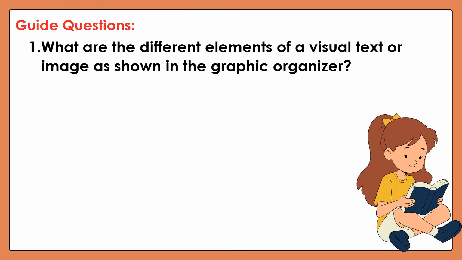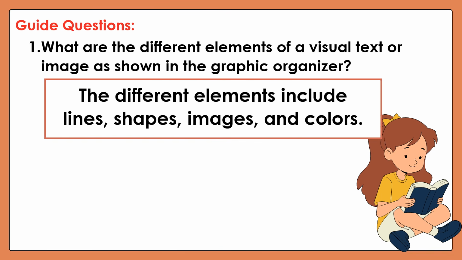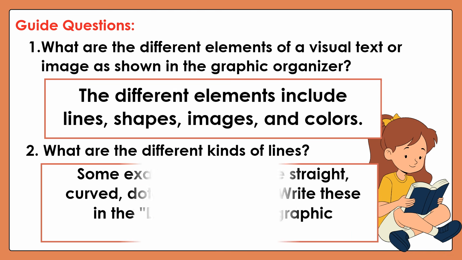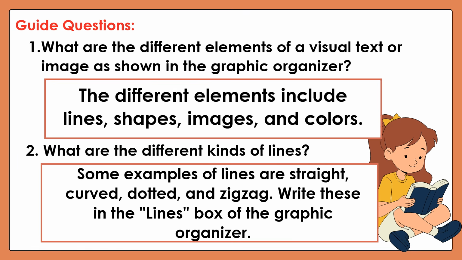Let's answer. First, what are the different elements of a visual text or image as shown in the graphic organizer? The answer: the different elements include lines, shapes, images, and colors. Second, what are the different kinds of lines? The answer: some elements of lines are straight, curved, dotted, and zigzag. Write this in the lines box of the graphic organizer.